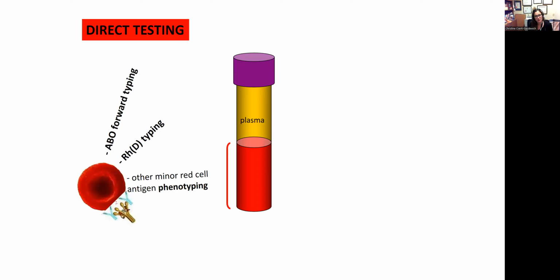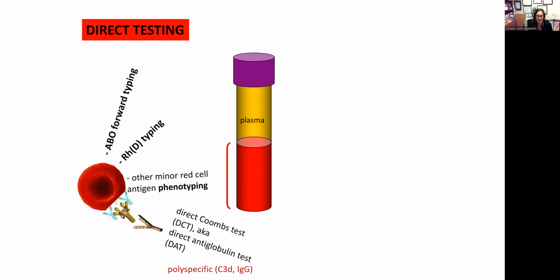I mentioned that we can do a DAT on this sample, and what the DAT is looking to see is if you have IgG or complement smothering the red cell as a sign of an immune attack event in your patient. So you order the DAT if you are suspecting immune red cell destruction. Okay, and that's called a direct Coombs test or a direct antiglobulin test. So we use a polyspecific reagent for that, fishing around for complement or IgG.